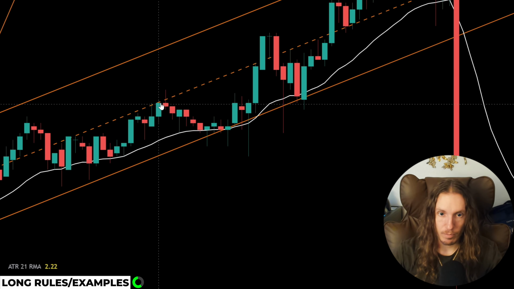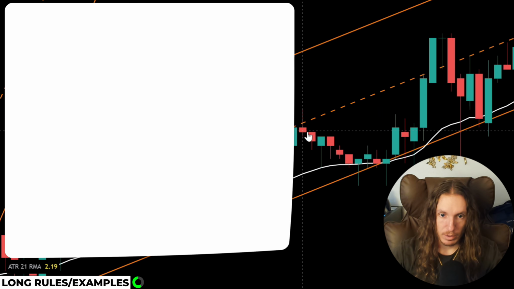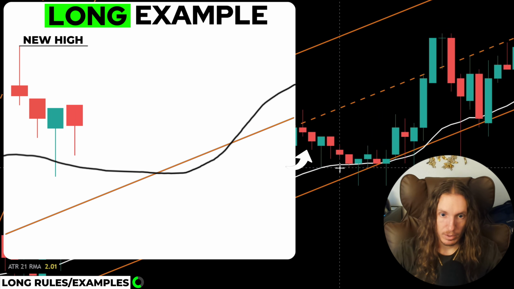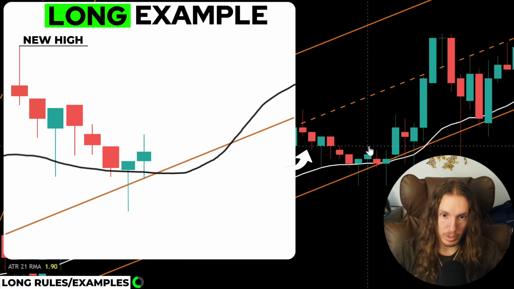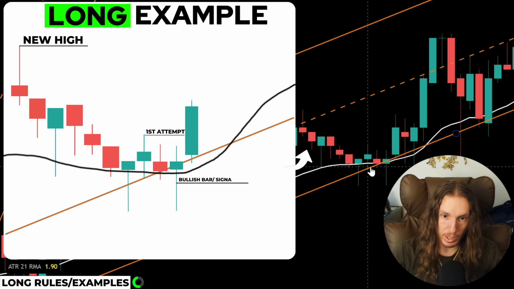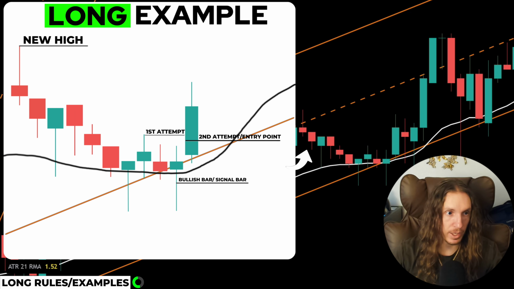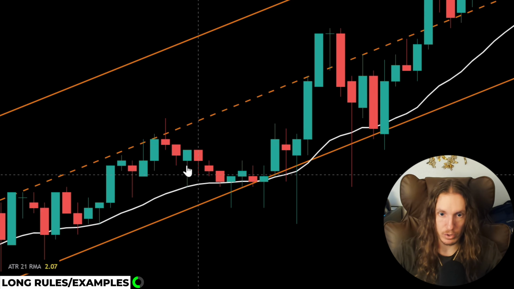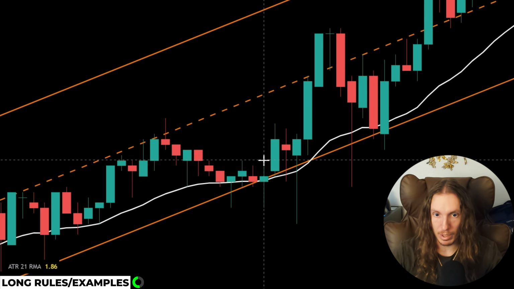We're just looking. Here's a new high. It pulls back. There's no attempt higher here. So this is all one leg down. First attempt higher, pull back, second attempt higher, and that's a bullish bar. So that's one where we look for a long position because it's on the second attempt higher.